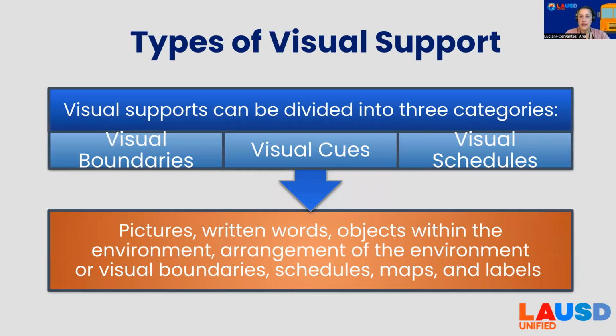Visual supports can be divided into three categories that you see here: visual boundaries, visual cues, and visual schedules. Some examples of visual supports include pictures, written words, objects within the environment that you can just hold up and show, right? The arrangement of the environment or having those visual boundaries as well. Having schedules, maps, labels, organization systems, timelines, and scripts.